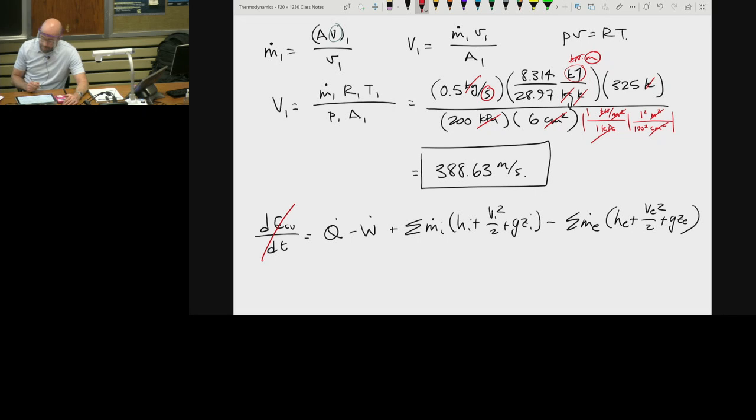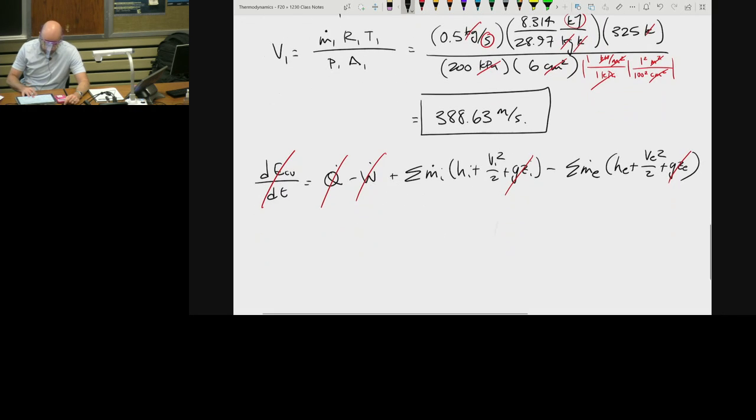So this is going to be equal to 0. Steady state. Energy is not changing with time. Potential energy is not changing. No appreciable height difference. It's an insulated duct. No heat transfer coming into that control volume. There's no electrical power, there's no shaft, there's no boundary change. There's no work. So I'm left with this.